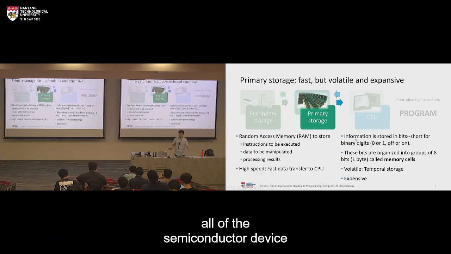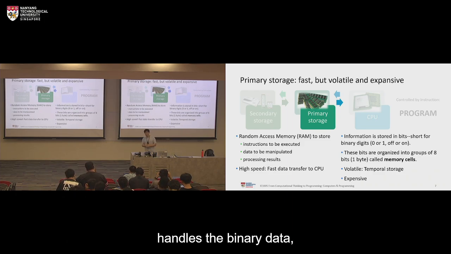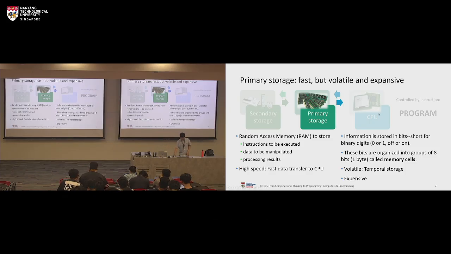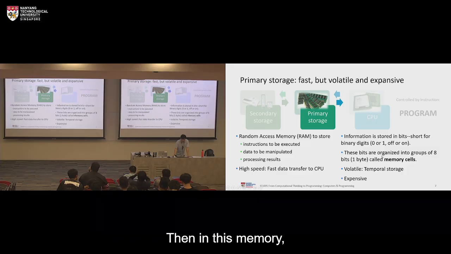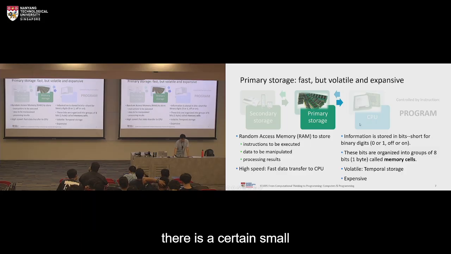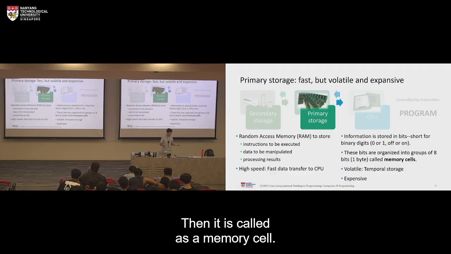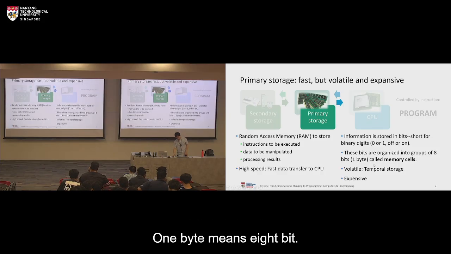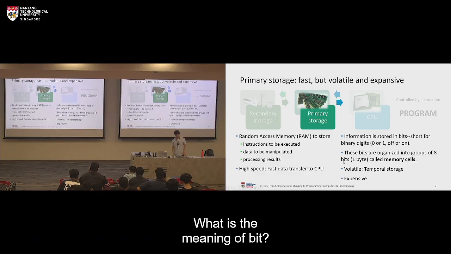Then, as you know, all of this semiconductor device handles binary data, 1 or 0, which means on and off, right? Okay, in this memory, there are certain small sections of the memory, called a memory cell. This memory cell stores 1 byte of data. 1 byte means 8 bits.